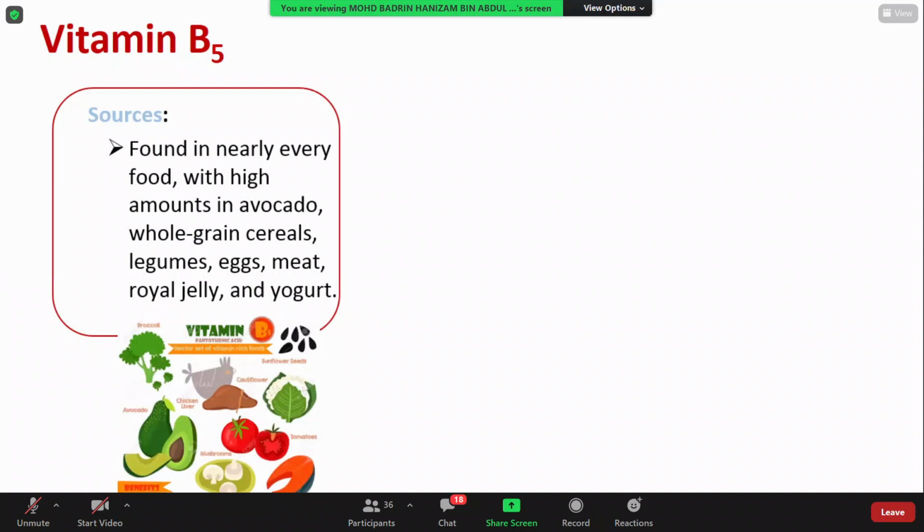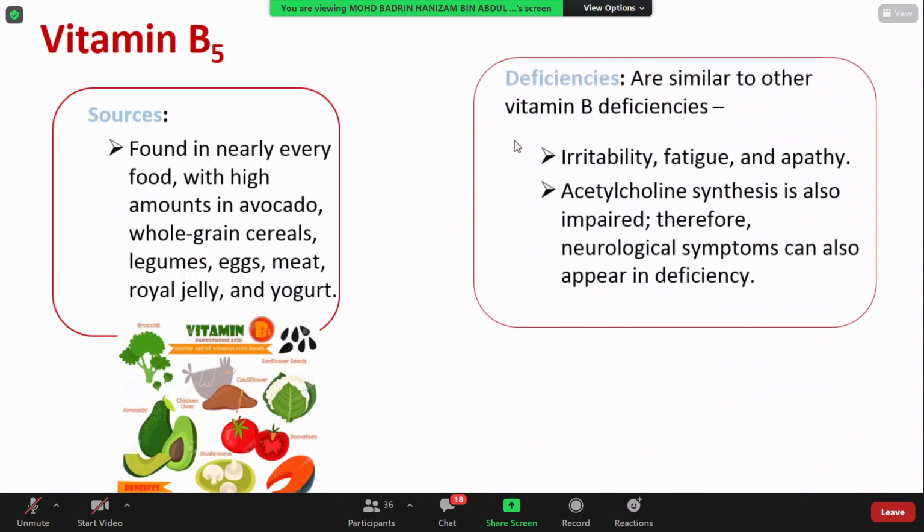But to get the daily requirements, I'm not sure. You have to check how much you need to eat. For example, avocado, how much vitamin B5 can you get from avocado, whole cereal, legumes, egg, meat, jelly, and yogurt. We have to check.